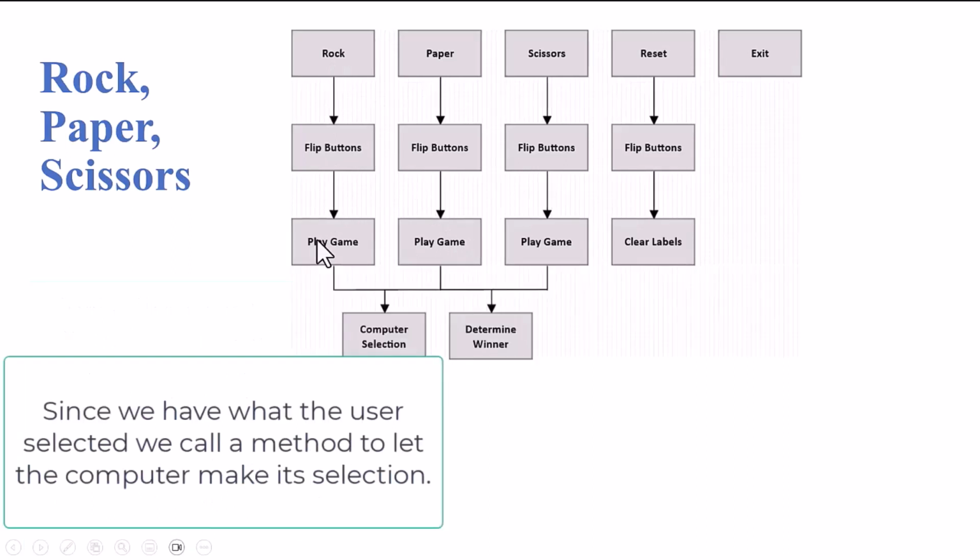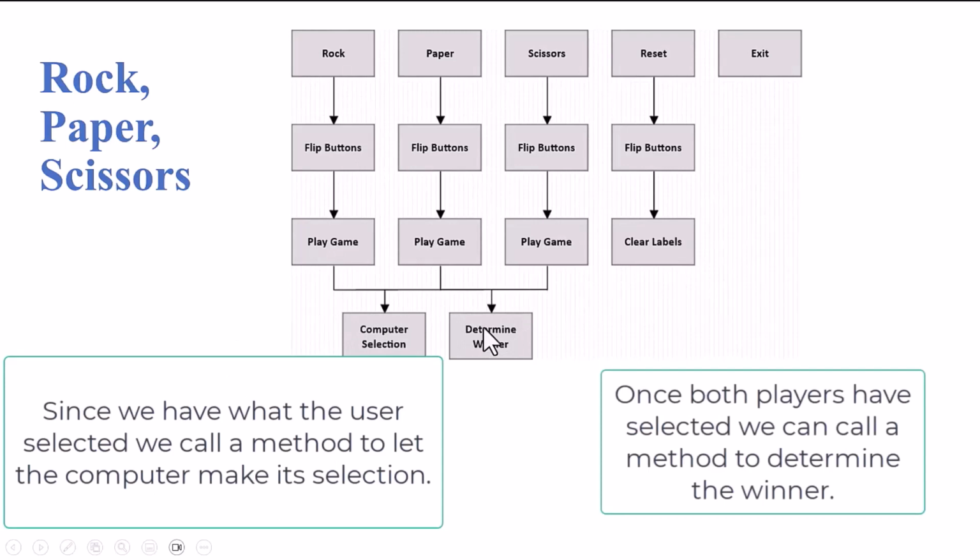Well, look at it. The computer has to make its selection. And then we have to determine a winner. That's really all we're doing here. We've made the selection. The computer has to make the selection so then we can determine the winner. So we can go through that process, and we can code these things slowly. As we code them, we can check them off, knowing that we've got this part done.